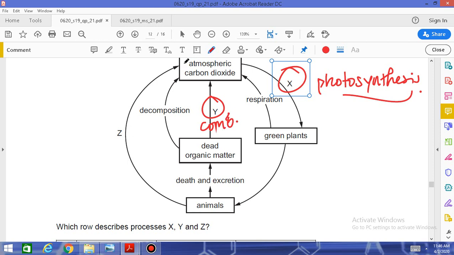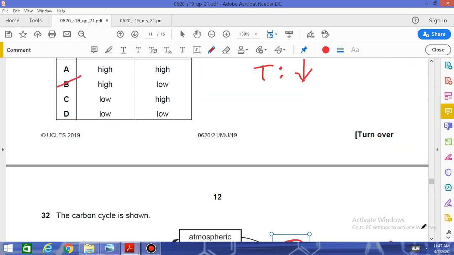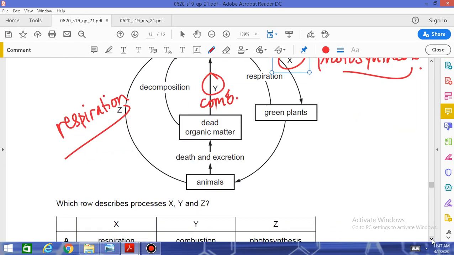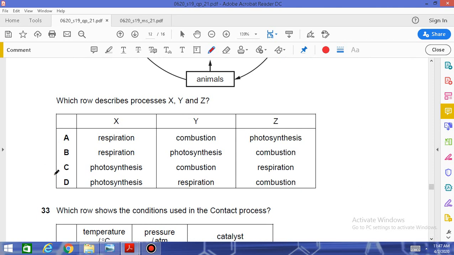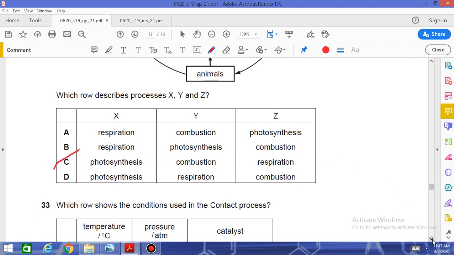How about process Z? The animals release carbon dioxide into the atmosphere. This is called respiration. Energy is also released. So the answer is C. Photosynthesis, combustion, and respiration.